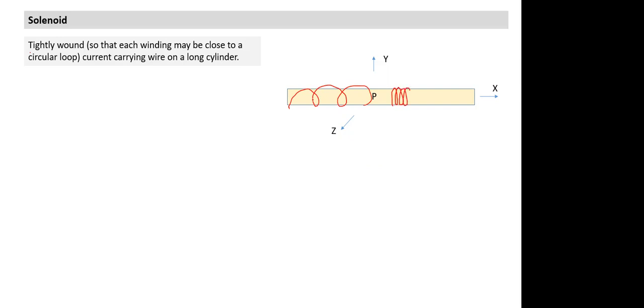What difference does it make if it is not tightly wound? What is the difference between tightly wound windings and loosely wound windings? Is there a difference between the two? And if there is one, what is it? Brinda, can you tell me the difference between the two? What difference does it make if it is tightly wound or not tightly wound? Brinda?